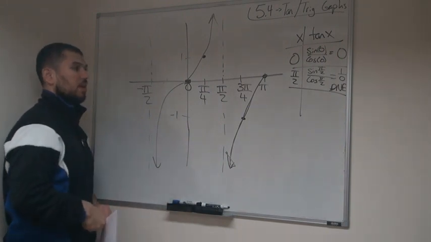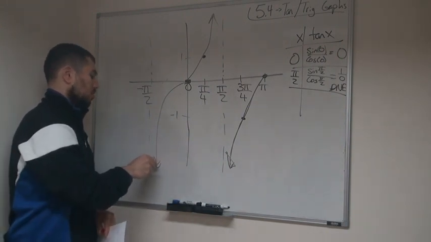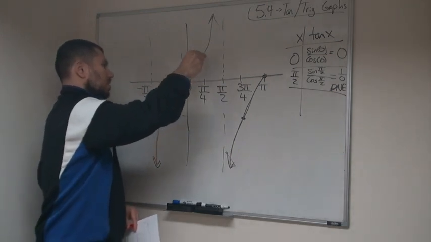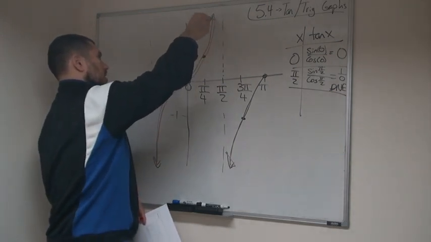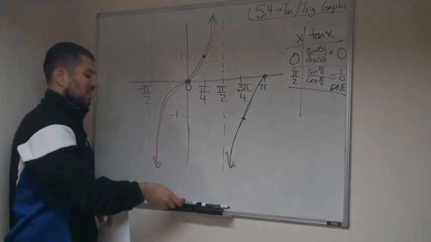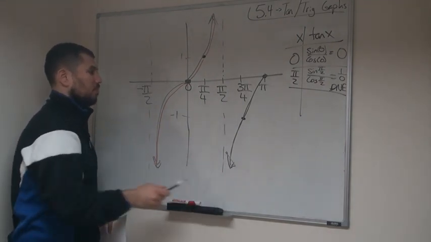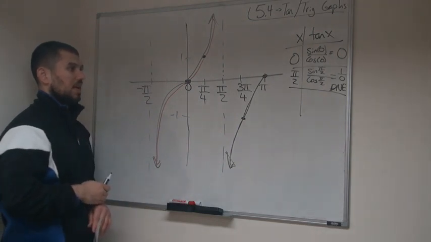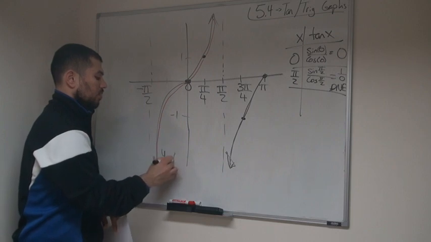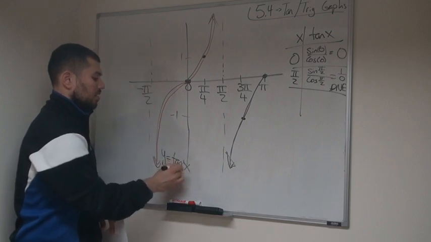I'll draw it for you in red. So instead of going from 0 to 180 degrees, or from 0 radians to pi radians, we go from negative 90 to 90 degrees, or negative pi over 2 to pi over 2. That gives us a complete cycle of tan. Y equals the tangent of x.